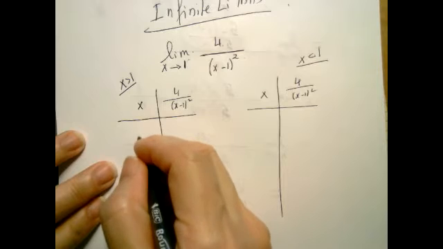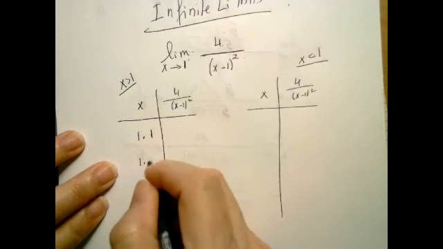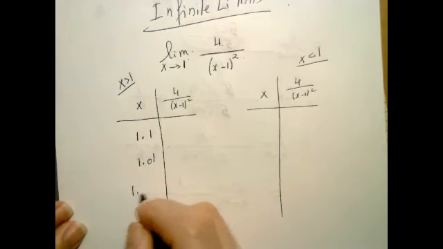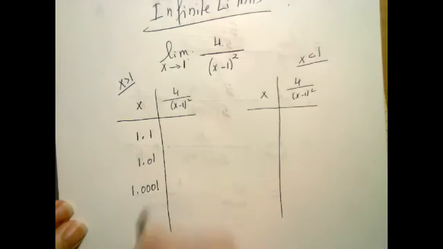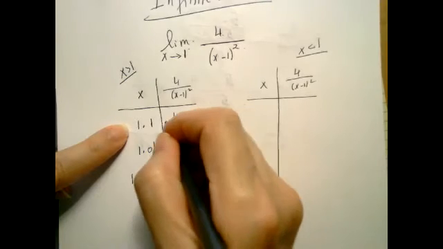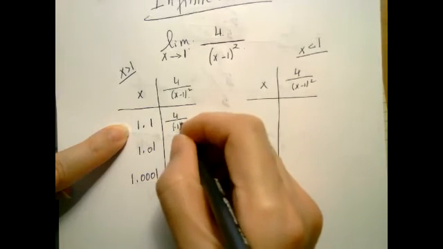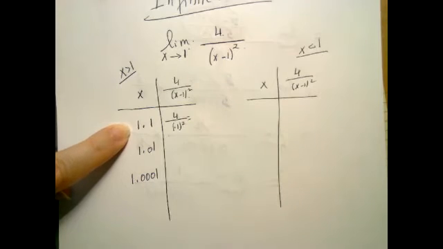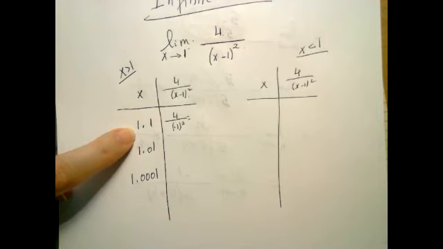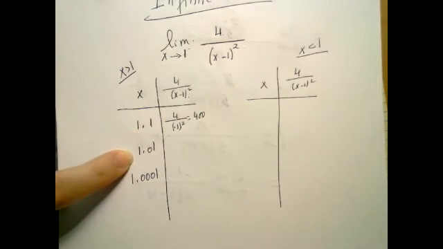So close to 1, I can take 1.1. I will not take a lot: 1.1, 1.01, and 1.001, and then we see what happens. This will give me 4 over (1.1 minus 1), which means 0.1 squared. Right, 4 over 0.1 squared means 4 over 1 over 100. So this should give me 400.